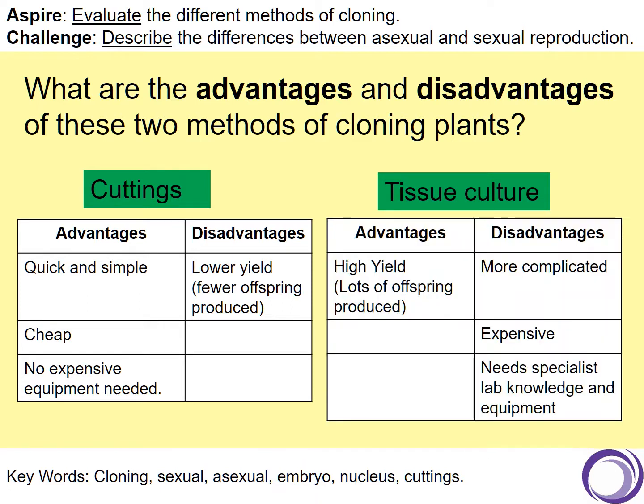Tissue culture. The advantage is you get lots of offspring produced because there's a higher yield. The disadvantage is this time more complicated, expensive, because it needs specialist lab knowledge and equipment. So I hope you managed to come up with something for each column. Well done if you did.